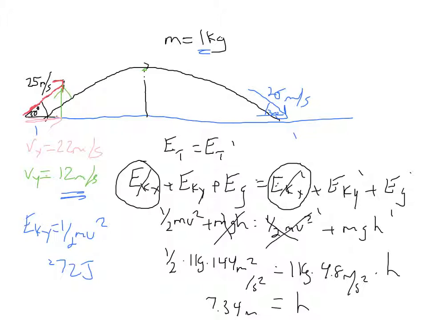And this obviously should work out if I plug in my mgh over here, because I know all of my kinetic energy at the top of the projectile is 0 meters per second, therefore it's 0 joules, then m times g times h should also give me 72 joules. So 1 kilogram times 9.8 times the value I've solved for, 7.34, should give me 72 joules, and I'll let you guys figure that one out.